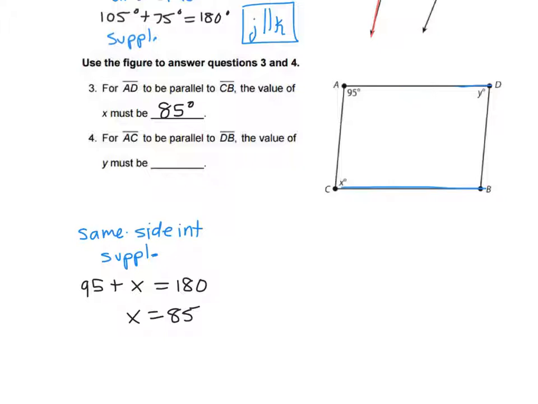So now for number 4, they want us to make AC parallel to DB. So they say, for what value of y would that be true? So again, here we're using these, and I'm going to pick a different transversal. Since we're working with y, I'm going to use AD as our transversal. So it's the same scenario. If you look at the relationship between these angles, they are same side interior, and they should be supplementary if we want these lines to be parallel. So let's create the equation. So again, 95 plus y equals 180. So y would also be 85 degrees.